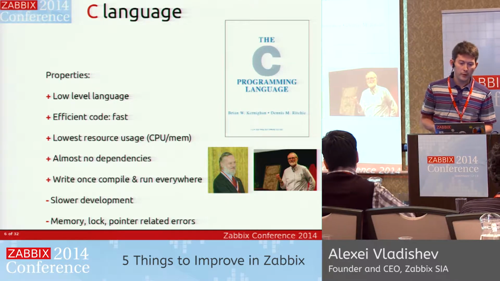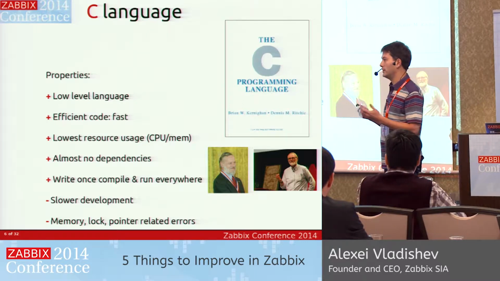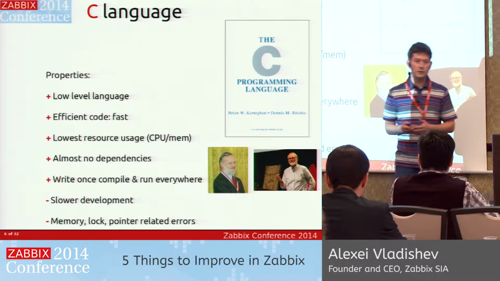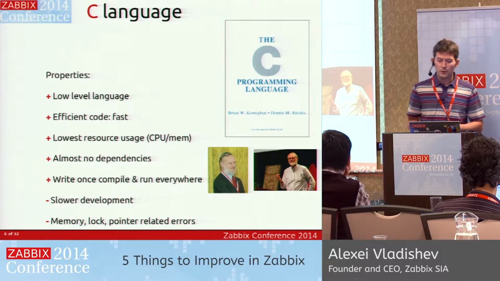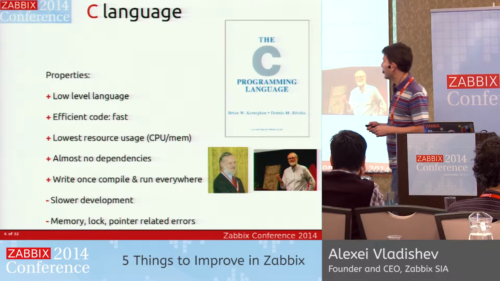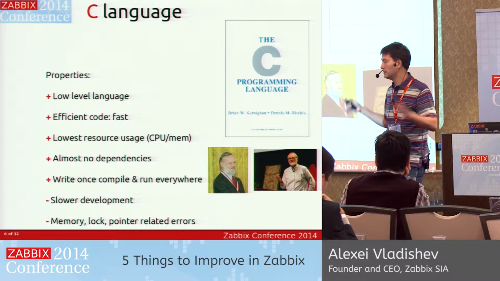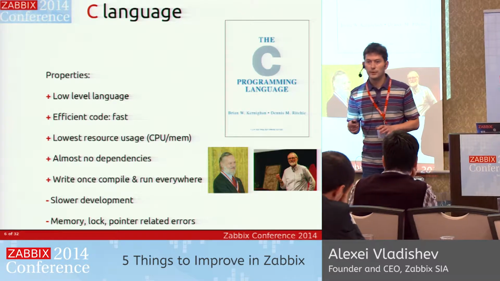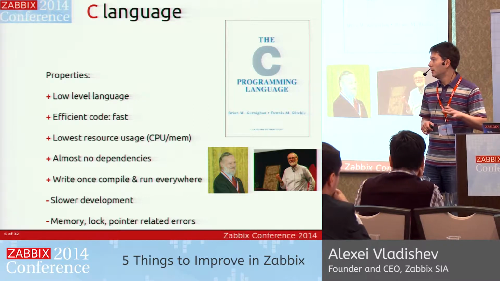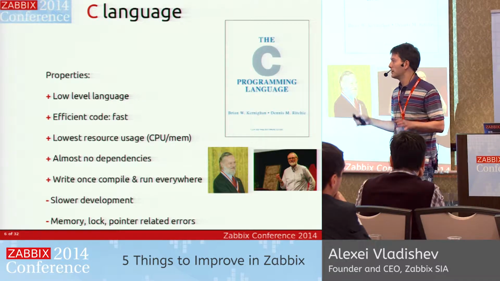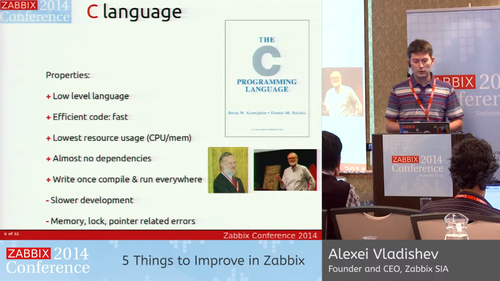Also, efficient code means fast. It means it doesn't require lots of resources, meaning CPU resources, memory resources, any other resources of our servers. It also allows you to write an application with almost no dependencies. Of course, you can build many dependencies if you write an application in C, but there are none. There is no dependency on an interpreter, no dependency on different libraries and so on.